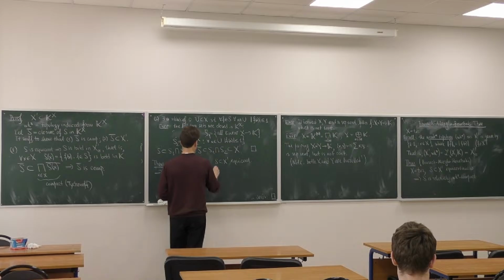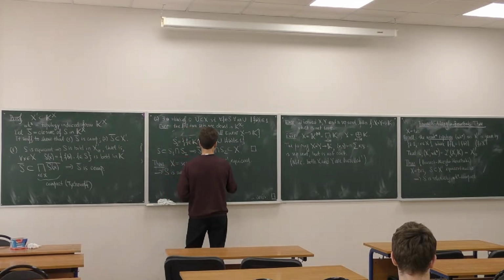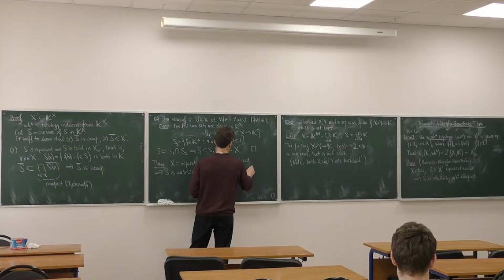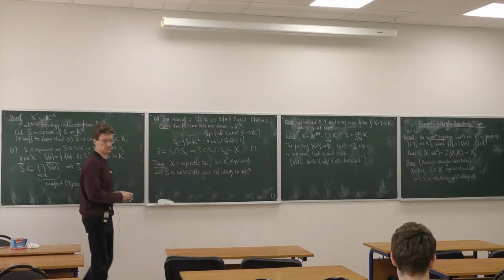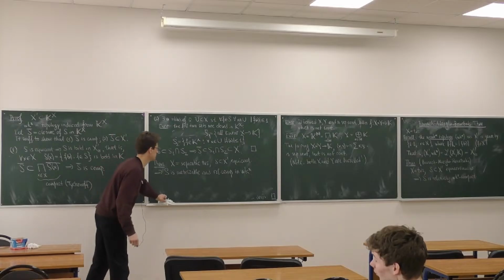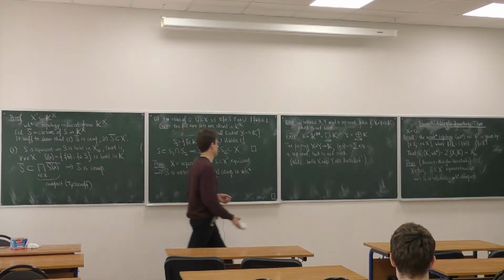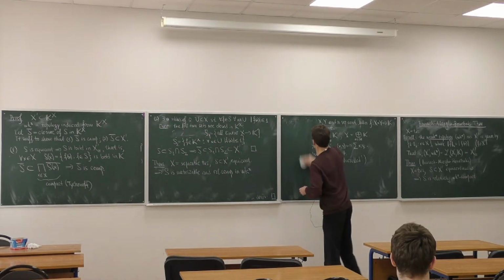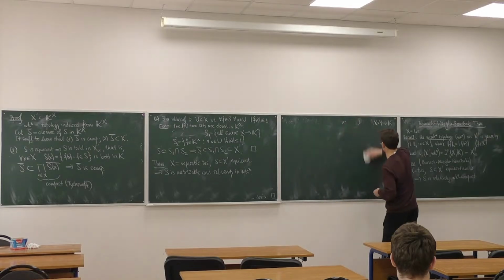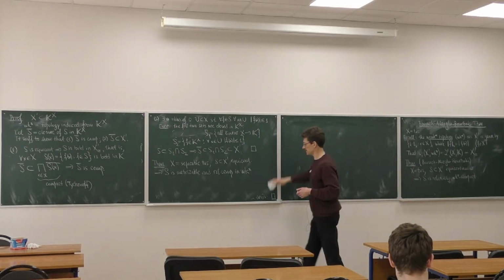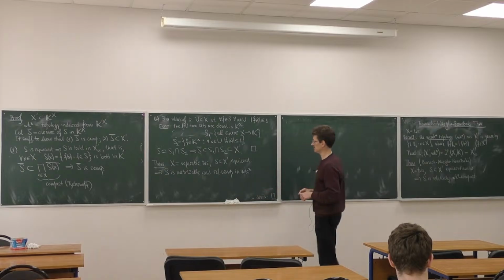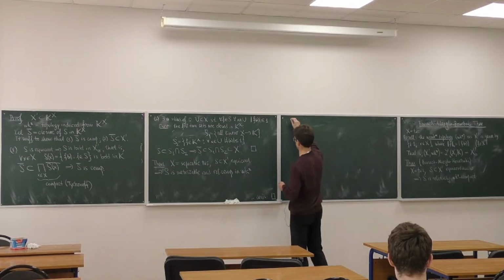And relatively compact in the weak star topology. Not only relatively compact, but also metrizable in the weak star topology. Well, I'll give you just an idea of the proof, and I'll leave the details as an exercise for you.